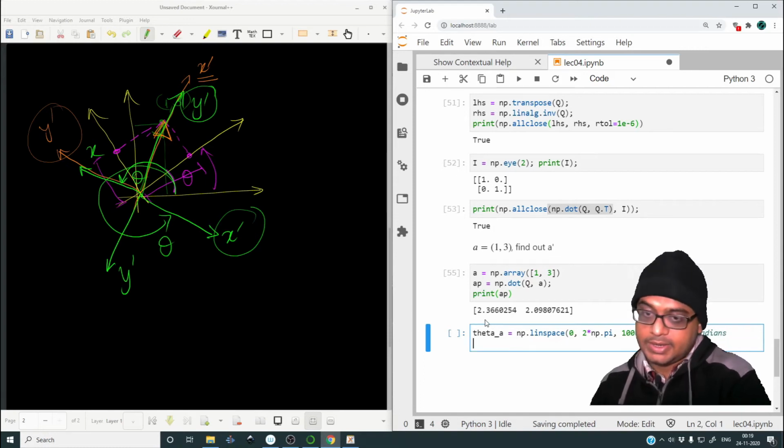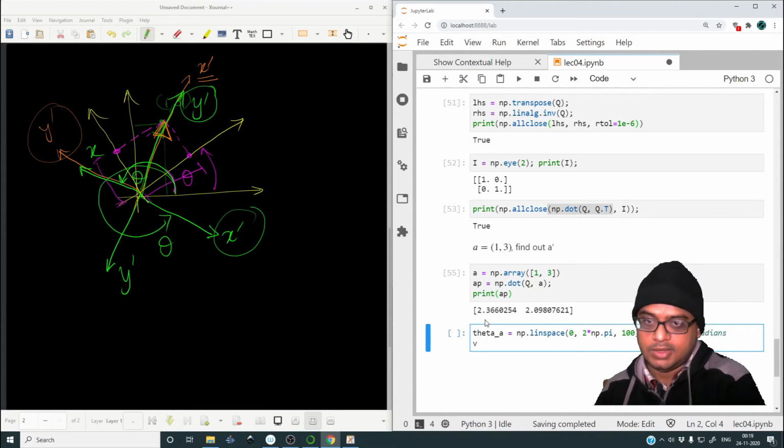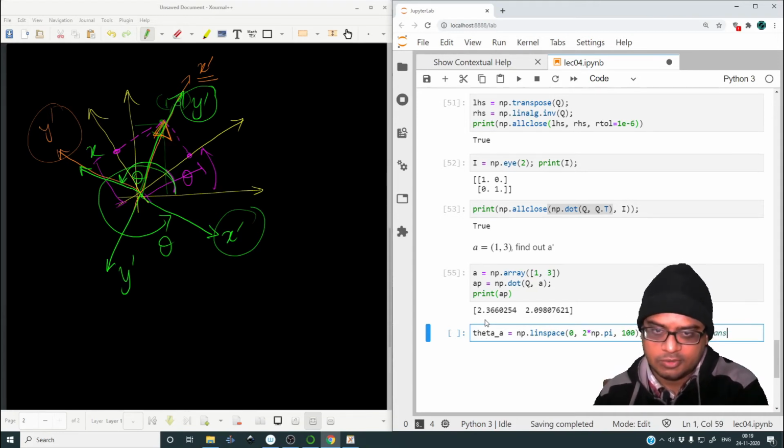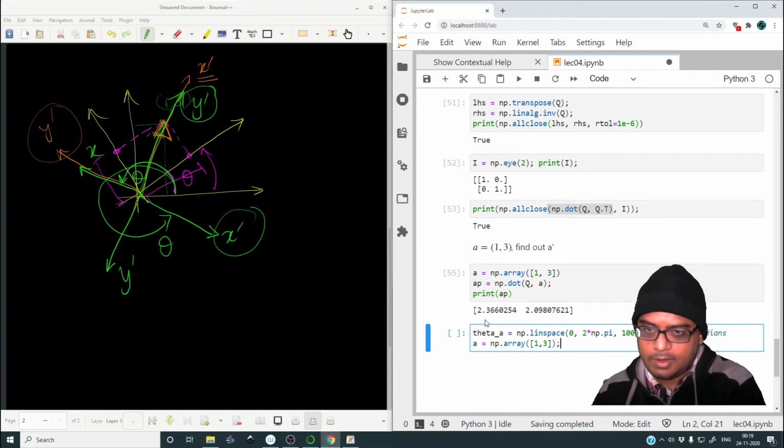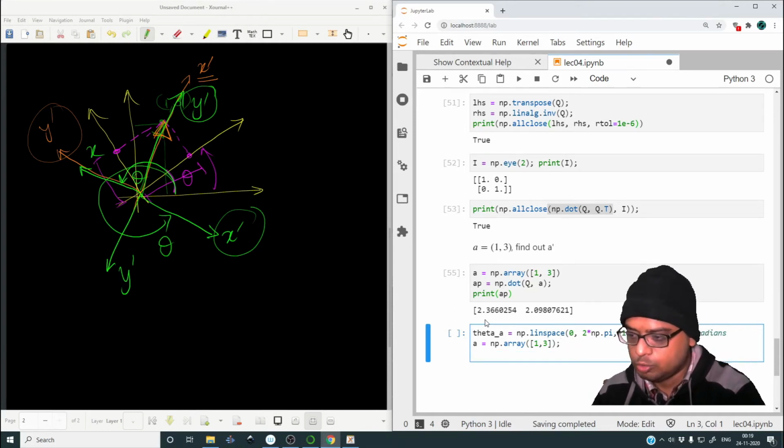So let me create the vector v. Okay, let us use the vector a. So a equal to np dot array. Let me redefine it just for completeness. So now we have to run in a loop.